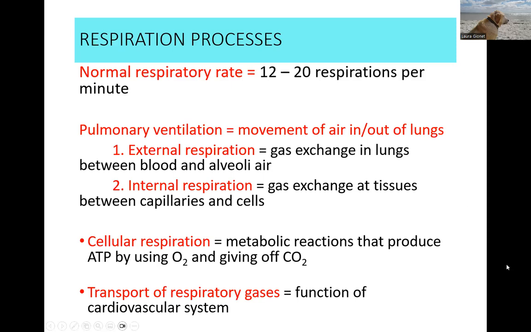Okay, the respiration process, right? So normal respiratory rates are 12 to 20 respirations per minute. Pulmonary ventilation is the movement of air into and out of the lungs. And we have different sites of gas exchange. We have external respiration, internal respiration. And then later, we're going to talk a little bit about cellular respiration, which is essentially, remember we said the mitochondria are part of aerobic cellular respiration. That respiration is how gases are used in the cells to create ATP. And we have the transport of respiratory gases. That's the function of the cardiovascular system.